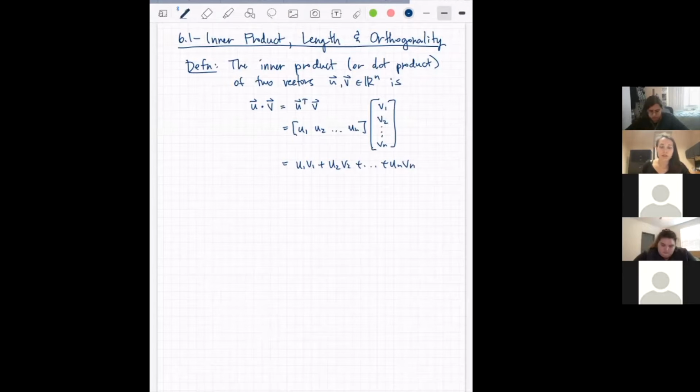So what happens when we take the dot product of two vectors is we get a scalar, we get a real number. So that's important. The dot product or inner product of two vectors gives a scalar, not another vector. A real number.